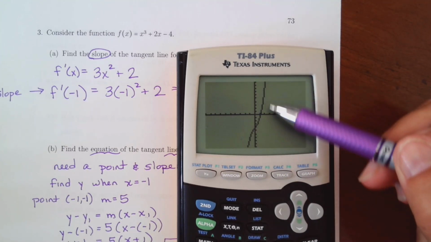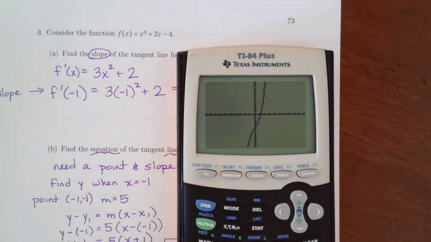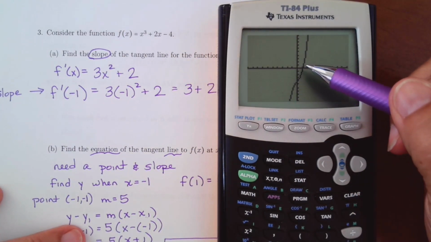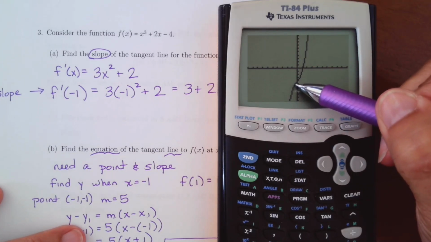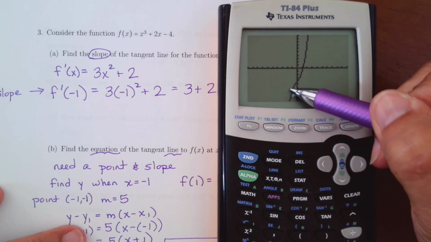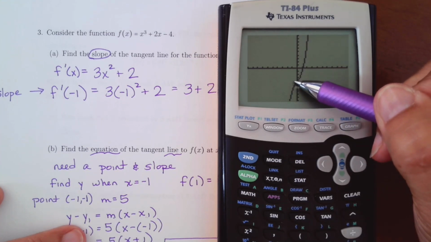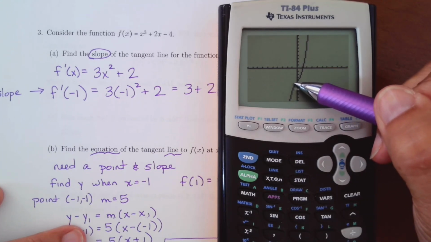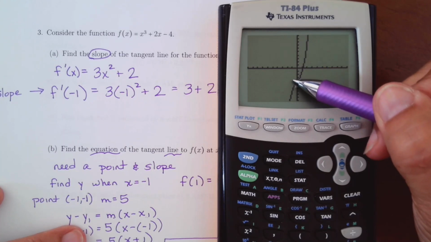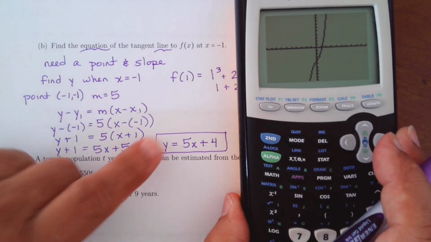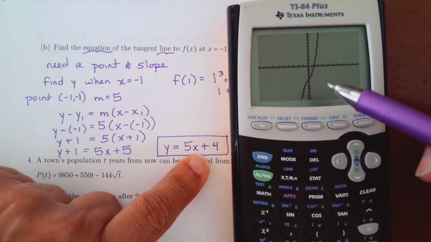All right, so there's the graph. And we were looking at where x is negative 1. So down here, the tangent line right here would be a line that goes like this. So what we just found is the equation of that line that touches this graph right here at negative 1. When x is negative 1, here we are. So the tangent line has a slope of 5, and the equation of that tangent line is right here, 5x plus 4. Okay?